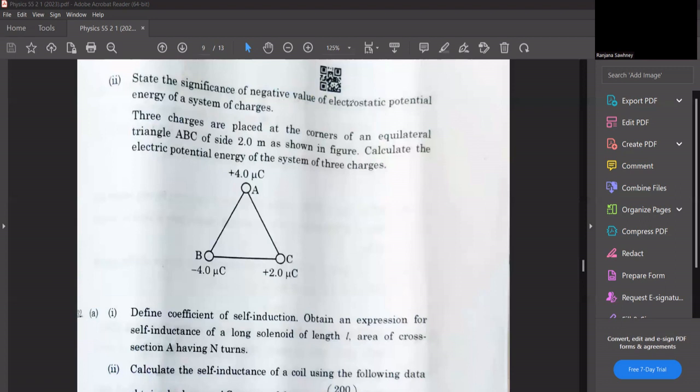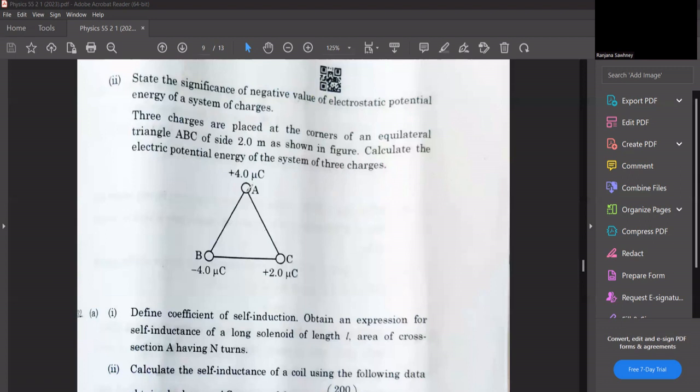Second part is to state the significance of the negative value of electrostatic potential energy. Negative value of electrostatic potential energy means the charges are bound together. Or you can say that the forces acting will be attractive in nature.